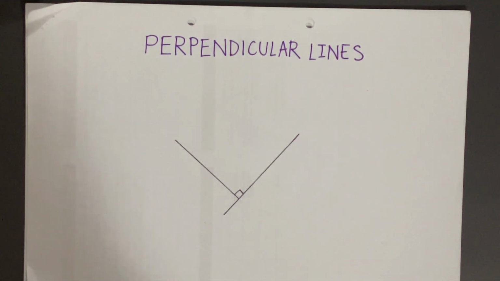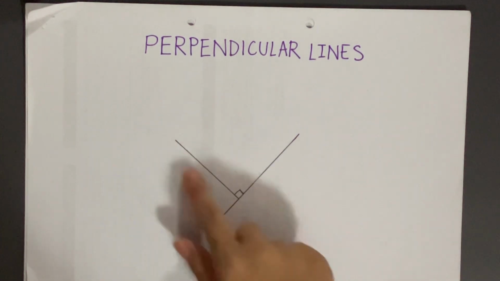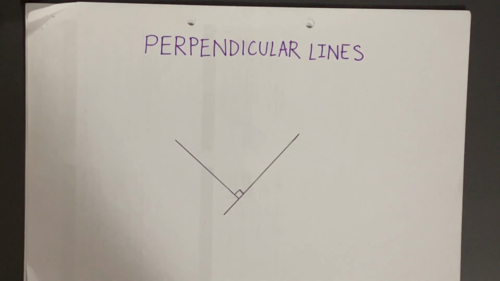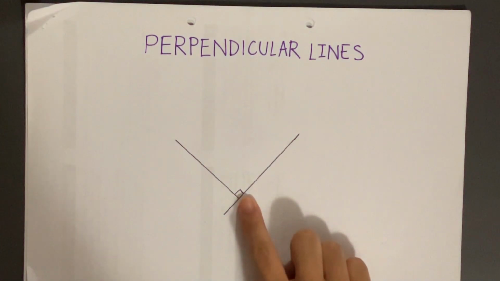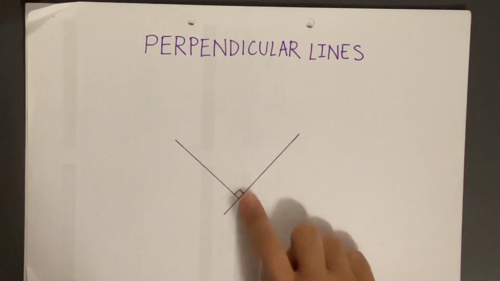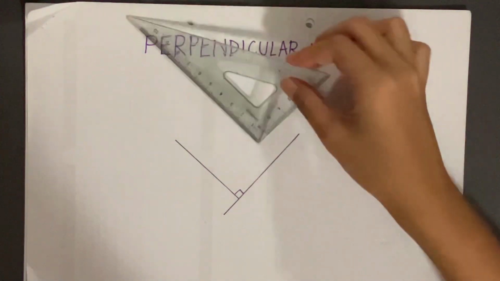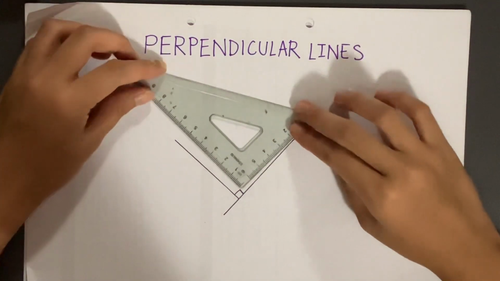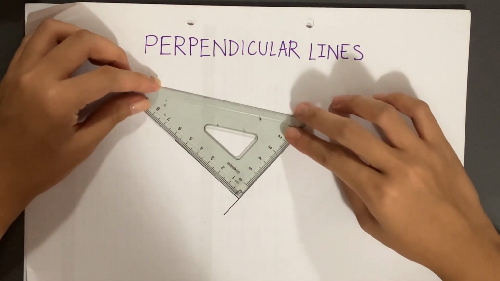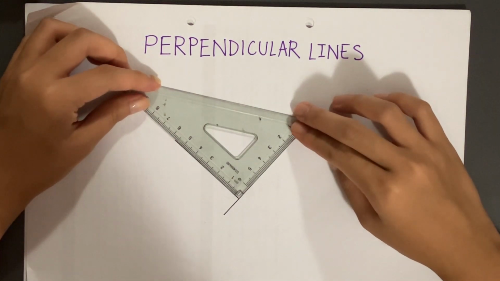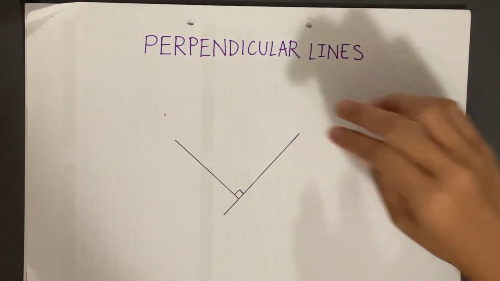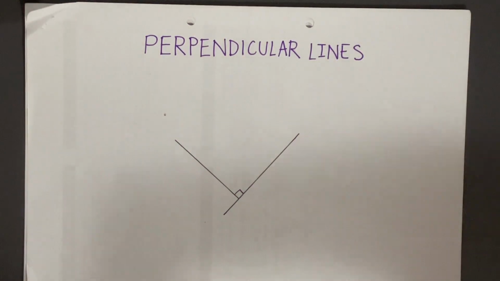Perpendicular lines come as a pair, which means that there need to be two lines. Perpendicular lines are lines that meet at a right angle. If you remember, this symbol represents a right angle. How do we check if it's a right angle? We can use our set square, and the lines should be at the sides of the set square. This is how we check that these lines are perpendicular.